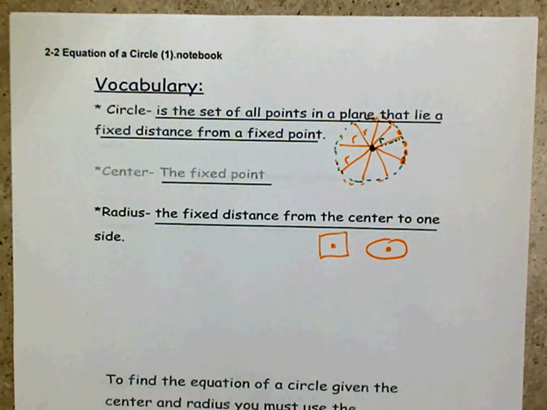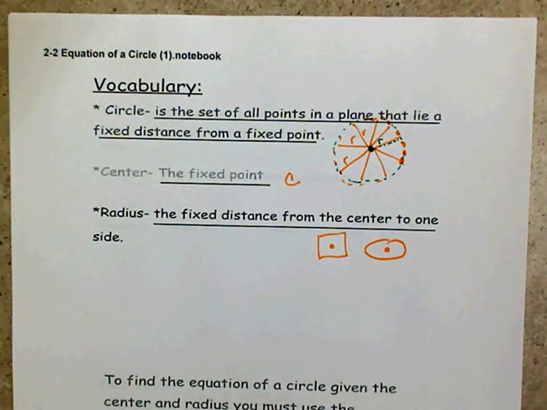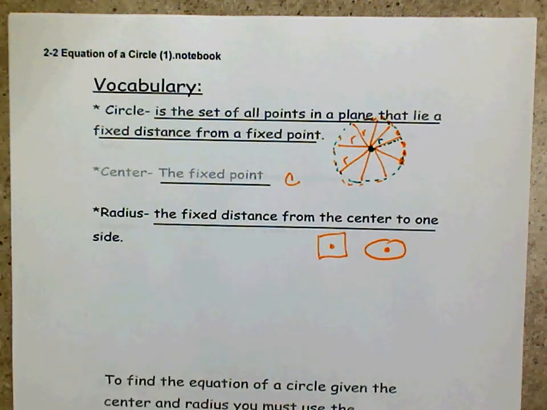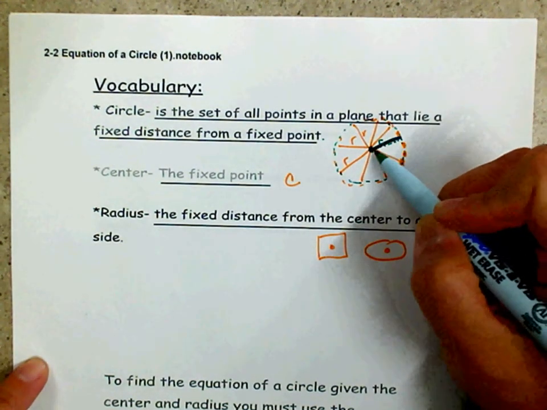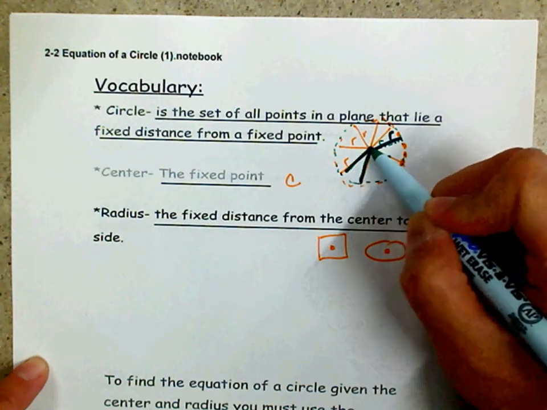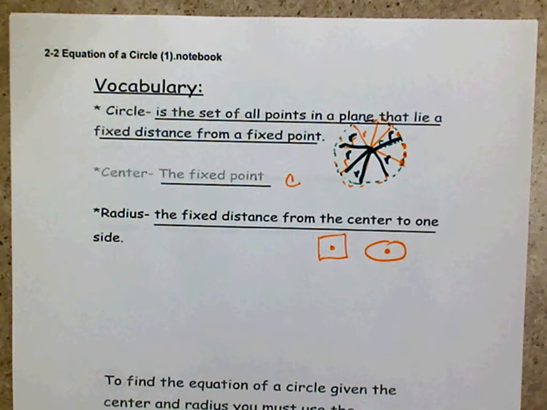And usually we label it with the letter C. The radius is the fixed distance from the center to the side. So from the center to the side, that is your radius. And it doesn't matter to which edge of the circle, all your radius is the same, from the center. All right.